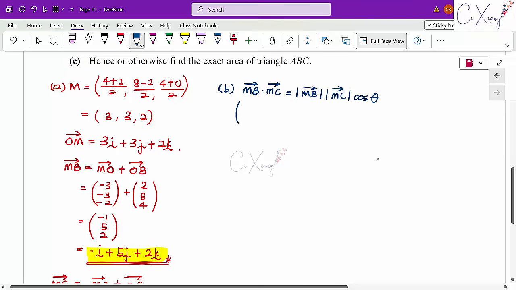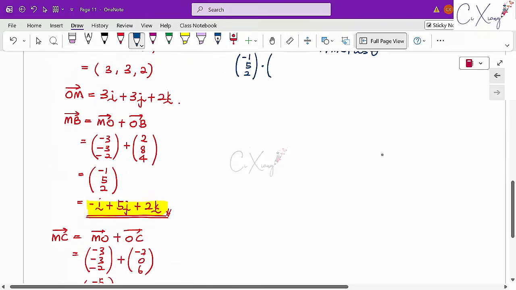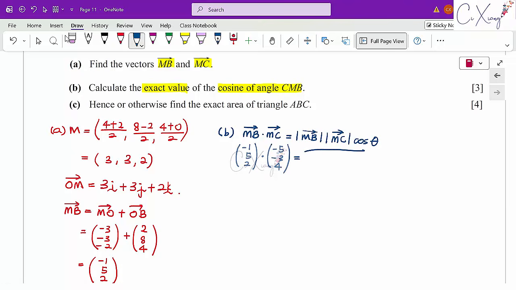Okay, so let's find the dot product. I have MB as -1, 5, and 2, and MC as -5, -3, and 4. Then the modulus of MB and also MC. So let's see what we have here. -1 squared plus 5 squared plus 2 squared. For MC, it is -5 squared plus -3 squared plus 4 squared, right? Then you have cos theta.